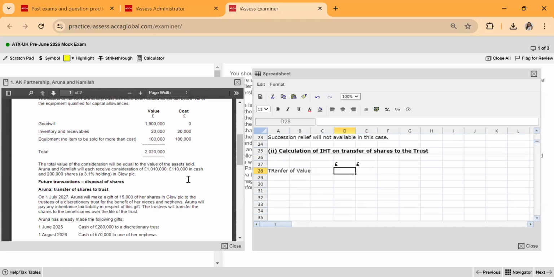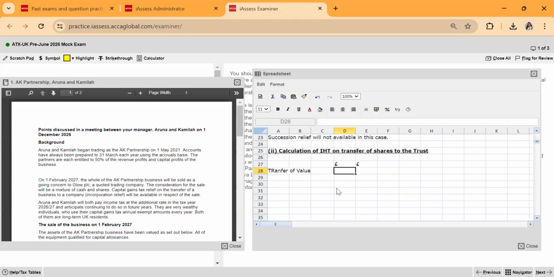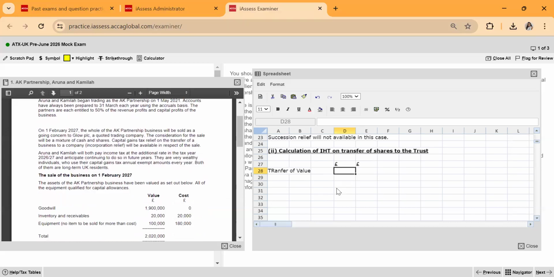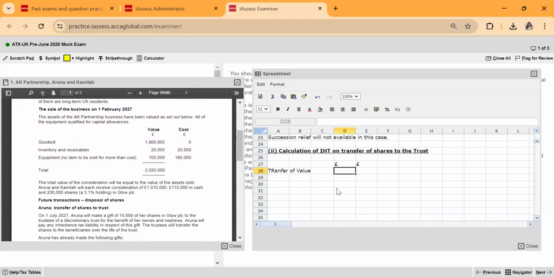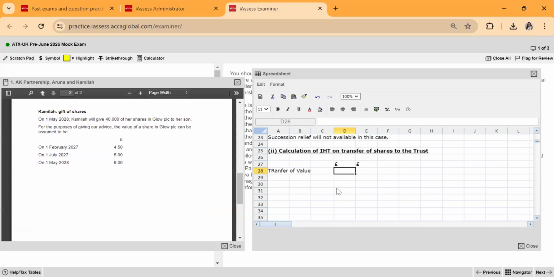We can calculate, no? 110,000 is the cash. Shares is 200,000. So the value of share is given to you.